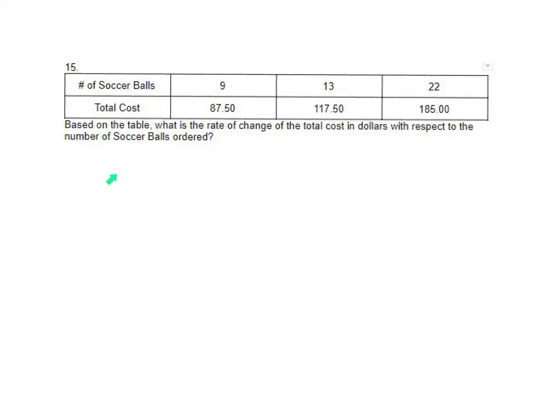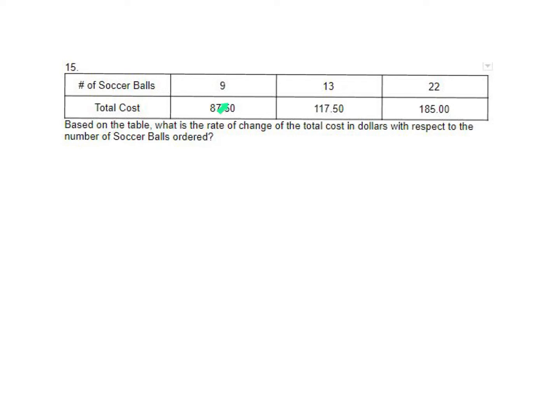Okay, this is number 15. You have a table here, and some problems will be similar on the test, but this is actually a review from a previous test. We had trouble with this equation, so we're going to take a look at it again. In this example, we have a number of soccer balls and the total cost. So you can see we have 9 soccer balls at a cost of $87.50, and 13 soccer balls at a cost of $117.50, and then 22 at $185.